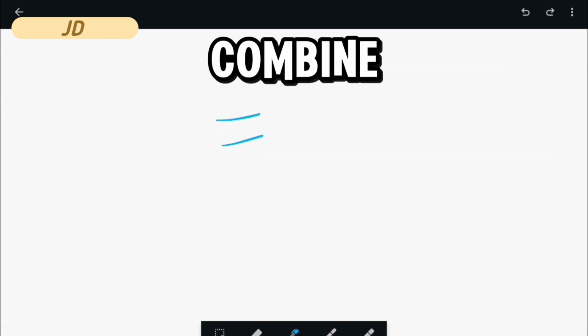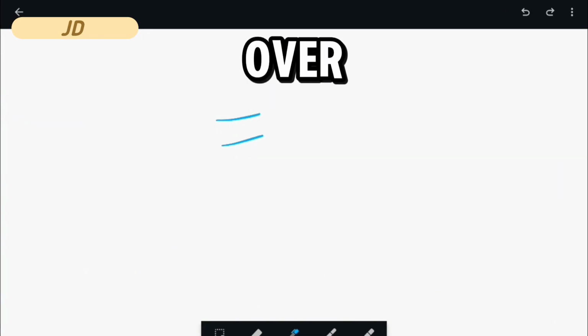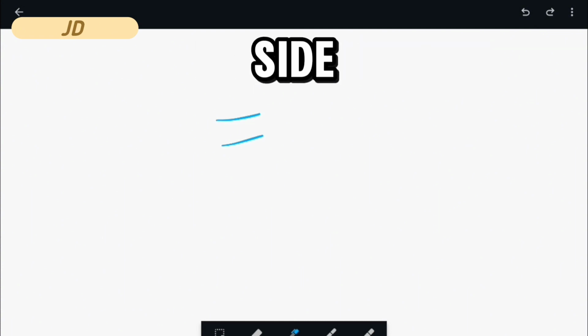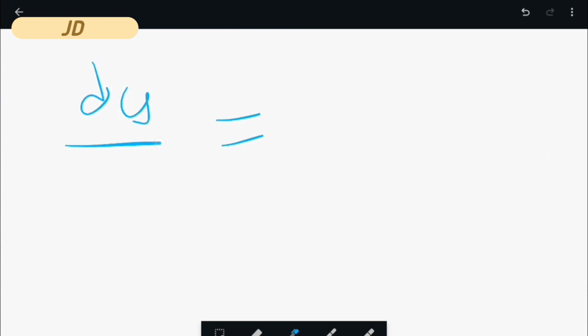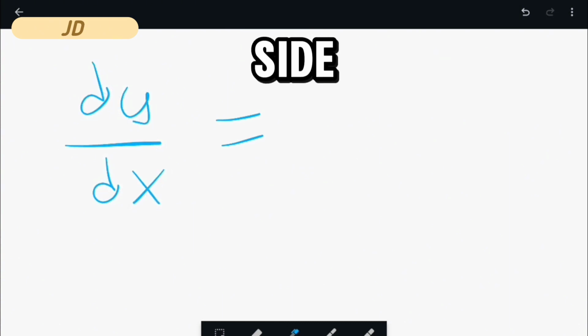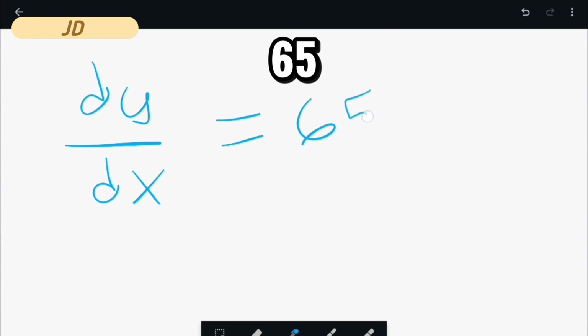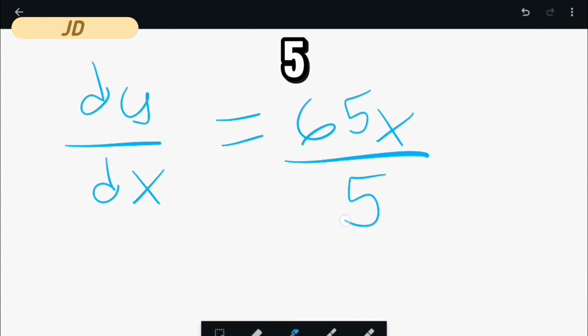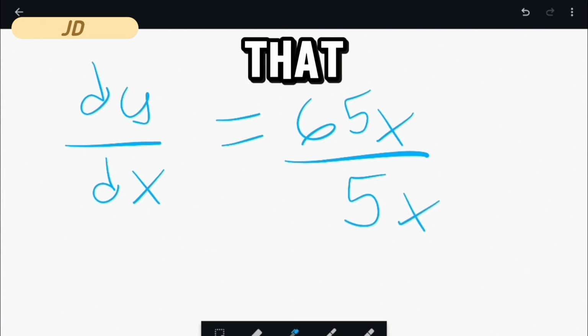Second step is to combine all terms containing dy over dx on the left side of the equation and all the other terms on the right side. So, if there's dy over dx here on the left side, the other side should be all the other terms like 5x over 5x, like that.